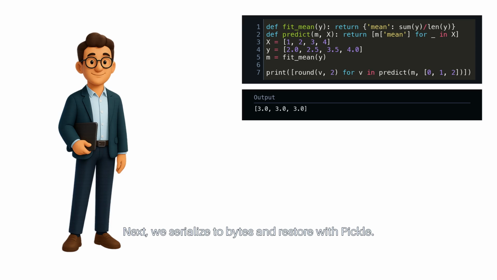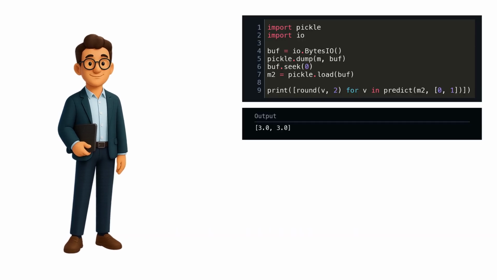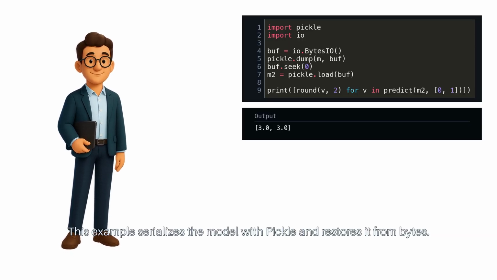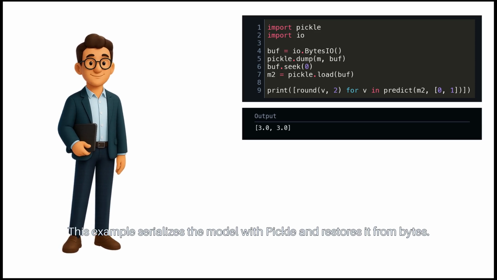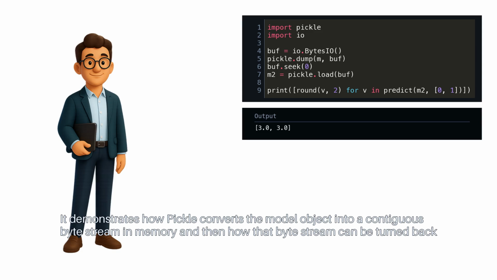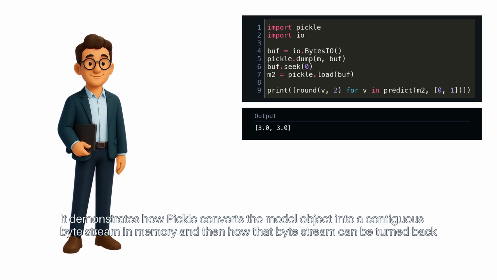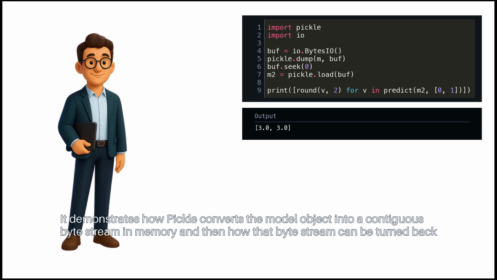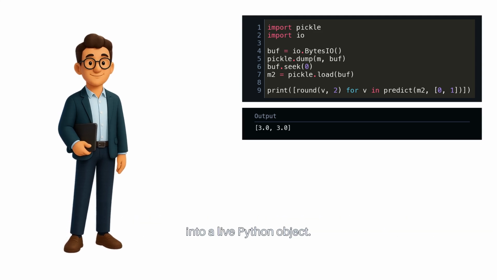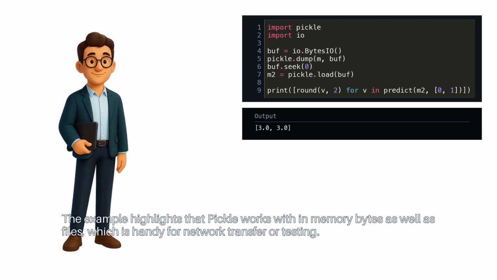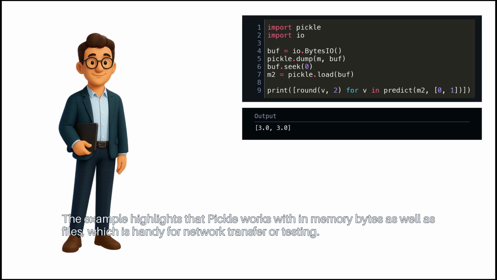Next, we serialize to bytes and restore with Pickle. This example serializes the model with Pickle and restores it from bytes. It demonstrates how Pickle converts the model object into a contiguous byte stream in memory, and then how that byte stream can be turned back into a live Python object. The example highlights that Pickle works with in-memory bytes as well as files, which is handy for network transfer testing.